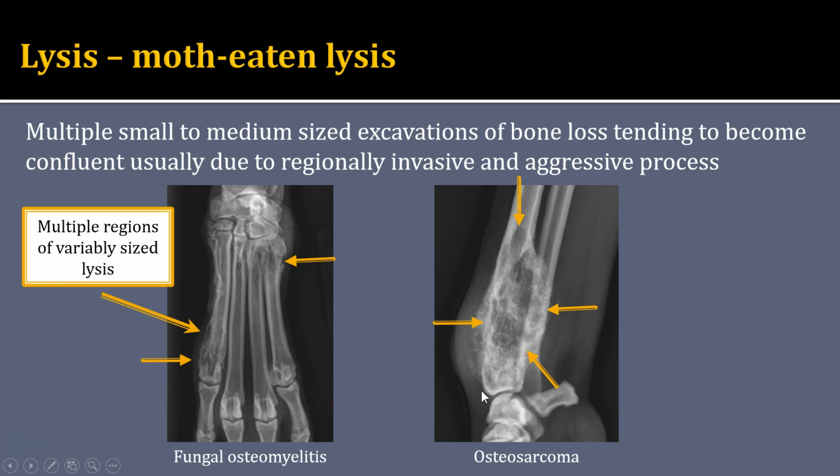In the image on the right, this is a distal radius of a dog that has moth-eaten lysis, multiple small to medium-sized excavations of bone loss, maybe even a little bit more geographic here. So sometimes we'll see mixed patterns of lysis, which is from a primary bone tumor or osteosarcoma, so a very aggressive process.